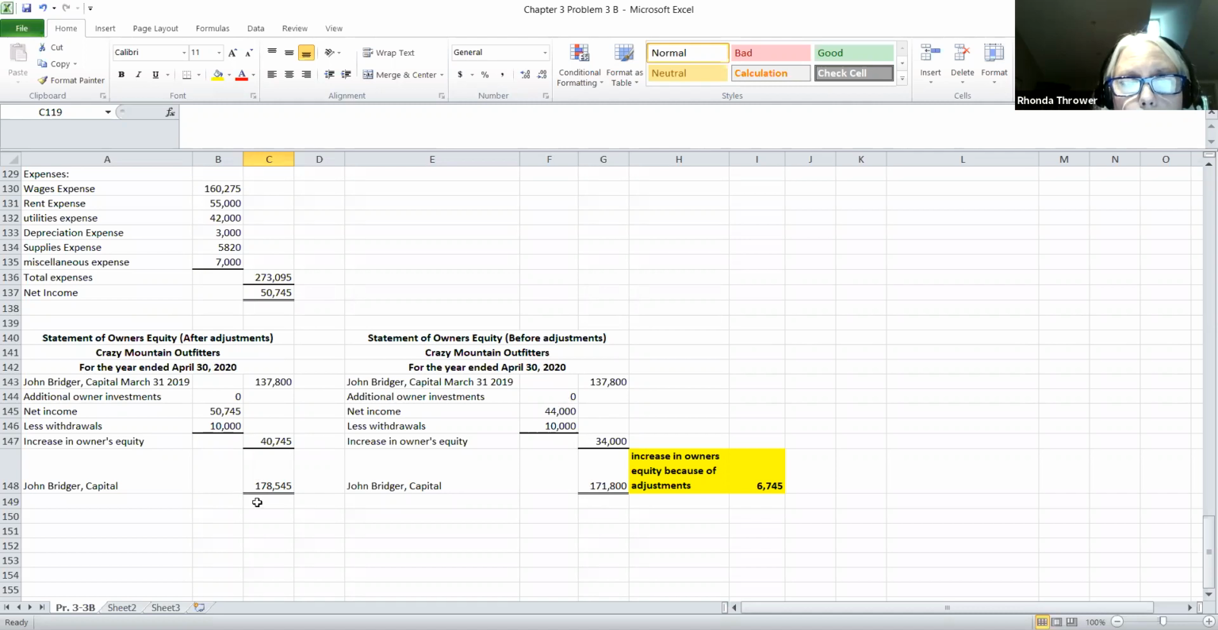So if this was what it was after the adjustments, and this is what it was before the adjustments, there's a difference here of $6,745, and that is, this should have been the ending owner's equity, which means there was an increase in owner's equity because of adjustments for the difference between these two amounts, which was $6,745. And that should give you the whole picture as to what they wanted you to do with problem 3-3B.